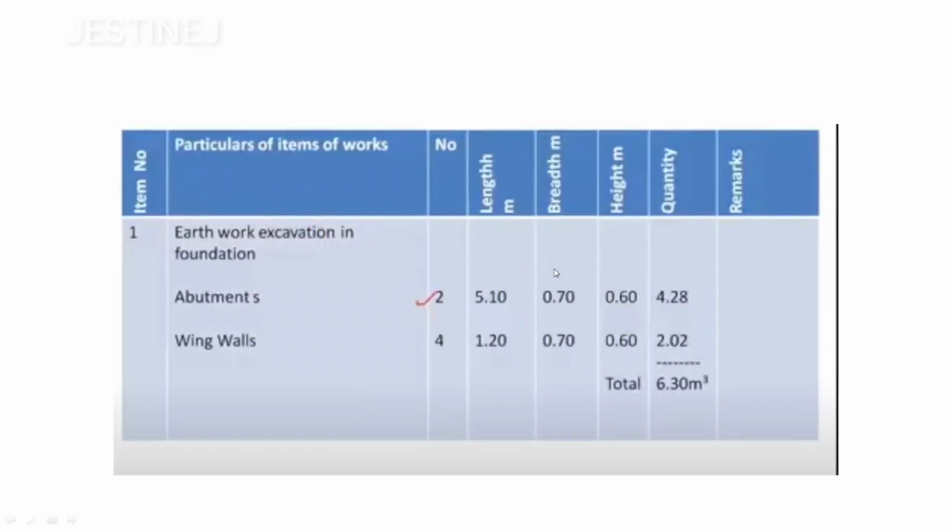You will get the values this way: earthwork excavation in foundation. For the abutment, it is 2 numbers, the length is 5.1, breadth 0.7, height 0.6. Here the wing walls are 4 numbers, length 1.2, breadth 0.7, and height 0.6. If you multiply, you will get 6.3 meter cube. So that is the first step.